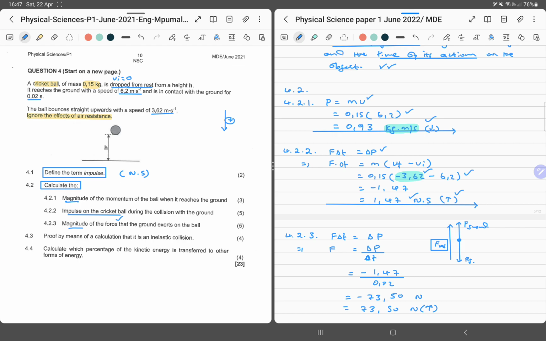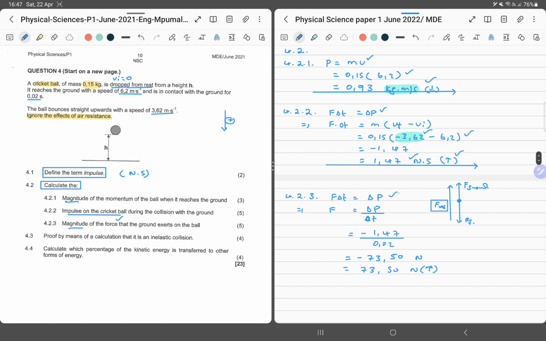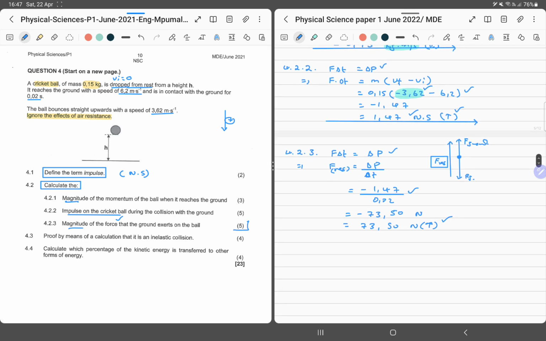But they only wanted the magnitude. So that is the story. Again, formula, substitution here, and the answer. Now I'm trying to figure out, guys, why would you get 5 marks here? Oh yeah, this is the resultant force. As you know, technically that's the resultant force. Now we want the force by the ground. So you see, sometimes looking at the marks will help you to not mess up.